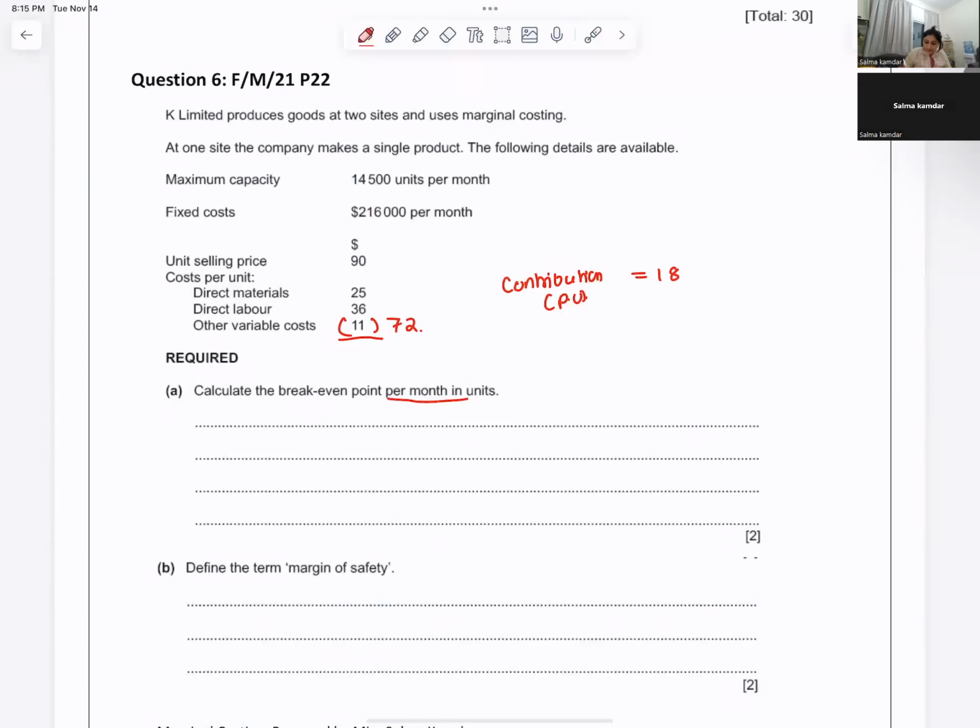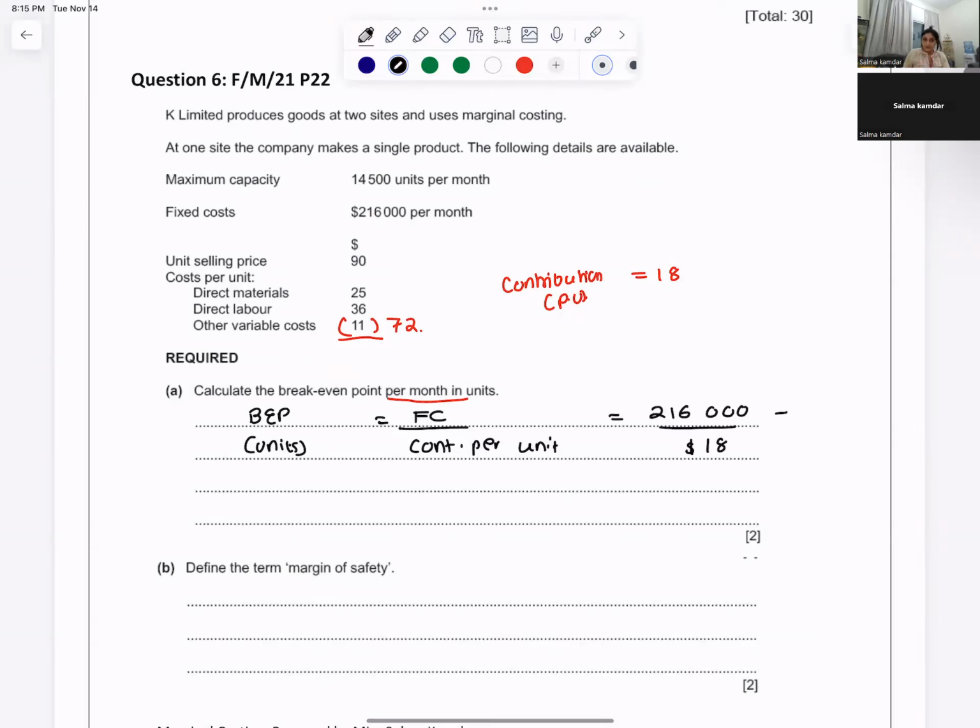They want the break-even points per unit in months. How do I calculate the break-even point in units? So the break-even point in units is fixed cost upon contribution per unit. What is my fixed cost? My fixed cost is 216,000 and contribution per unit is $18. So break-even point in units is 12,000 units. So that means if I sell 12,000 units, I get no profit, no loss.